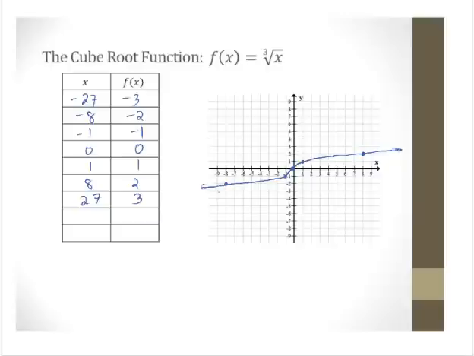And so there's the graph of f of x equals the cube root of x. Domain, it goes all the way from the left to all the way to the right. So negative infinity to infinity. Range, it will eventually get to very large negative numbers for the output and very large positive numbers for the output.